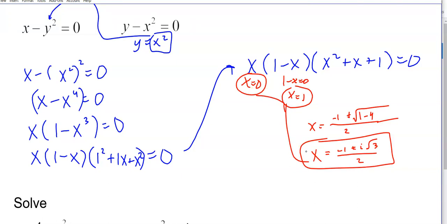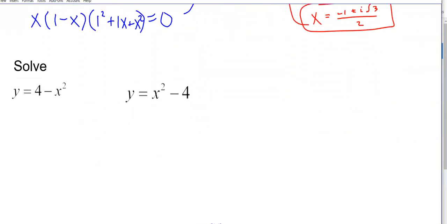So factor as much as you can. In that case, you could actually keep factoring. It's always a more powerful way to solve when you can factor things, for sure. Try this one. Well, this one, substitution, surely sounds like the best way because it's already solved for y. I'm just going to plug that in for y into the other equation. So I get 4 minus x squared equals x squared minus 4. This one doesn't look as complicated.